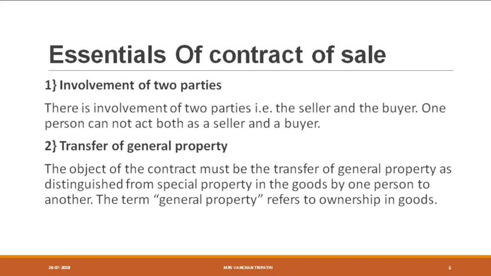If one party is giving goods to another party for a certain purpose or for its use, that will be bailment. The person who is transferring the possession of goods is the bailor, and the one to whom it is being transferred is the bailee. This is the contract of bailment. That will not be a contract of sale of goods. So if we are talking about a contract of sale of goods, there should be two parties involved, and there should be a transfer of general property. So there should be a transfer of ownership also.